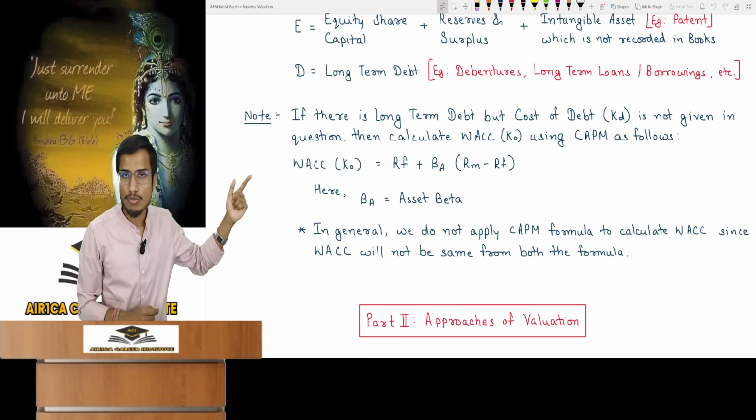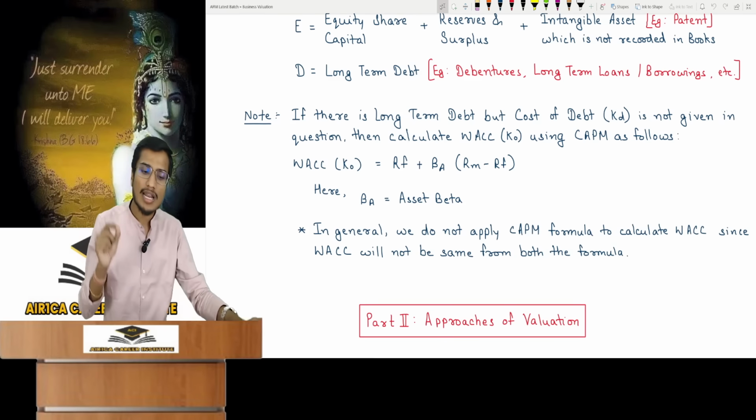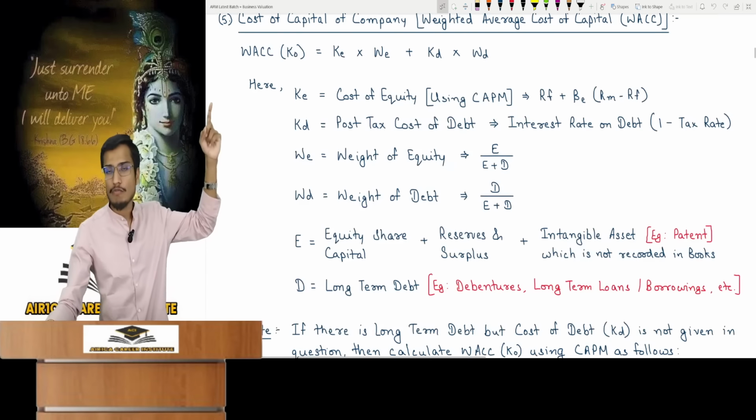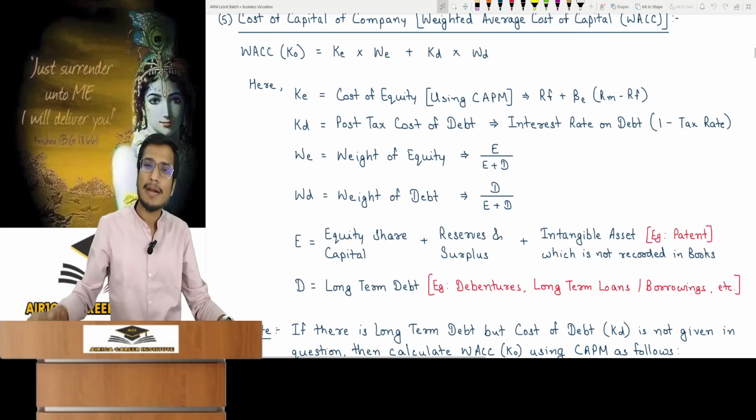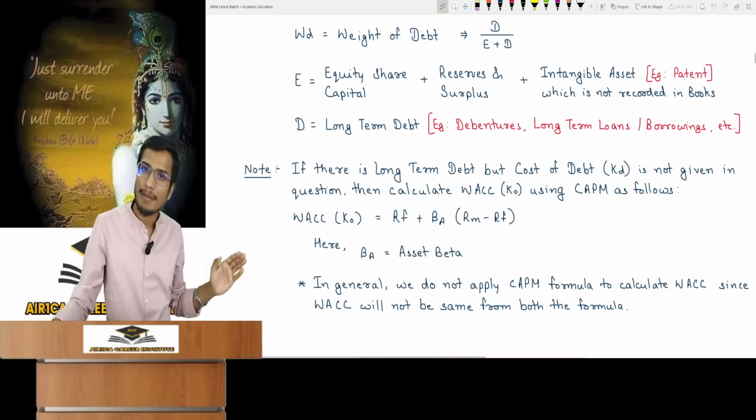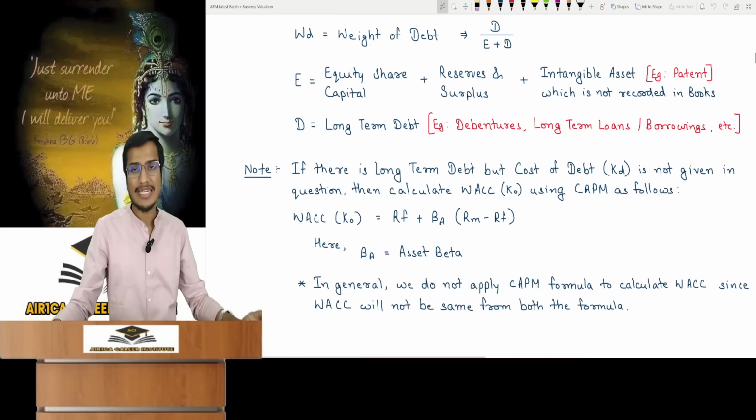Only then will we use this WACC formula, and generally you should be calculating the WACC using this normal formula. If a student thinks I have less time, I'll use this shortcut in the exam, their marks will also come in a shortcut. So you have to keep this in mind.